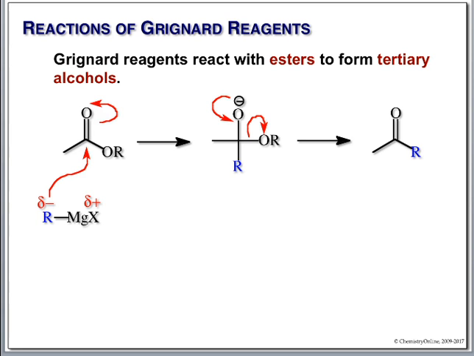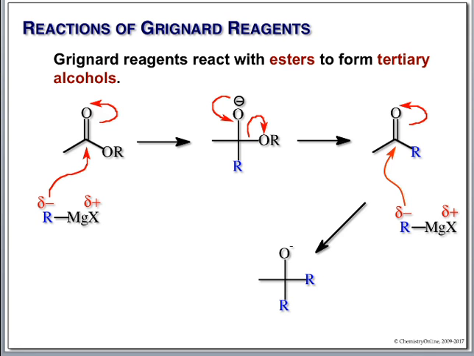Well, now what have we made here? We made a ketone, right? What do ketones do in the presence of Grignards? Well, they react. So another one of these guys wanders up. The R group is going to attack. And now we have, after we dump this into acid, a tertiary alcohol. This thing here is what we started with, and we've added 2 of our Grignard R groups.